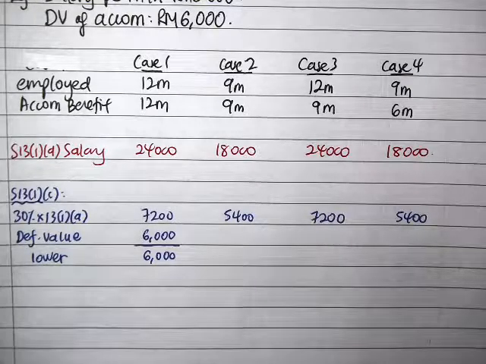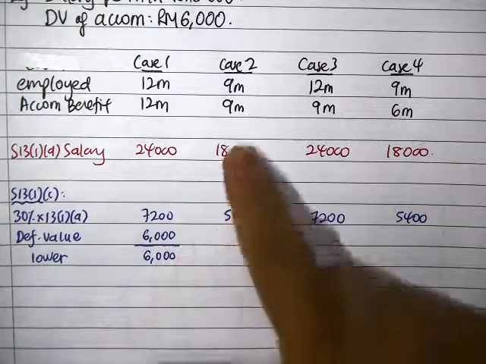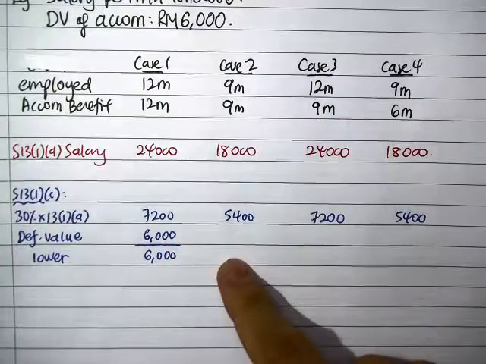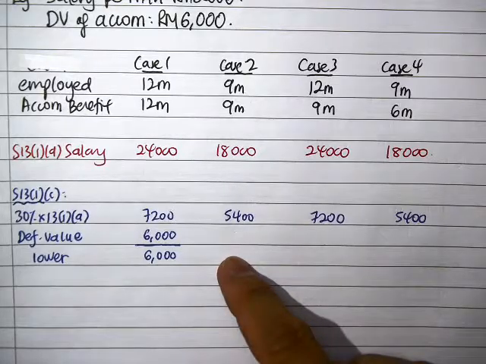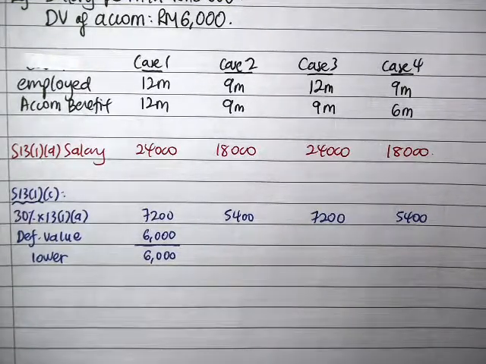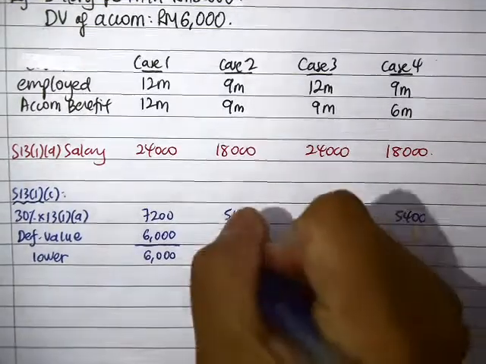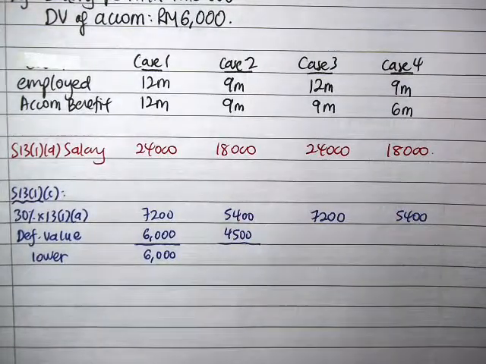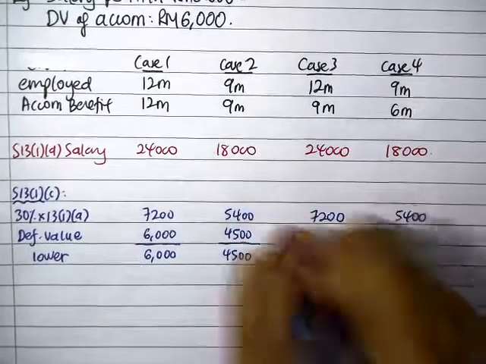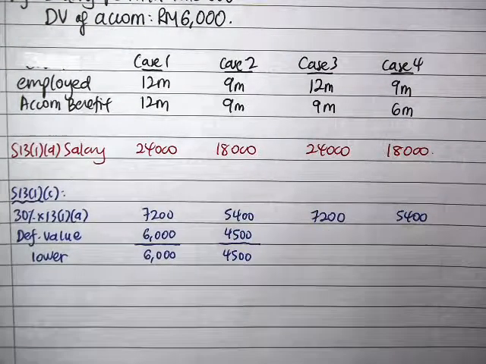Now, in case two, you only employed for 9 months, right? The period is 9 months. Then you can't take 1 year defined value and compare with 9 months 30%. That's why you have to adjust it for 9 months also. So after you adjust it for 9 months, your value is 4,005. Okay, then you choose the lower, which is also 4,005. Alright?